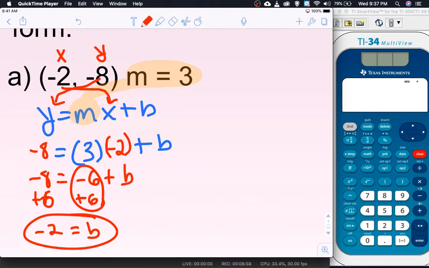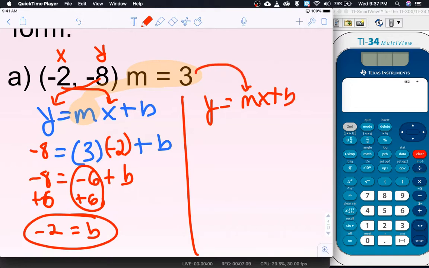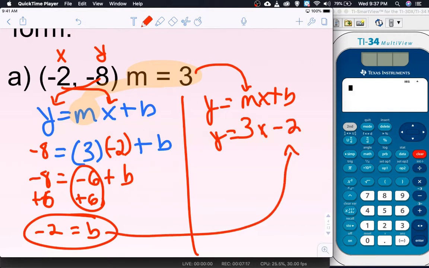So what do I know? Well, I now have all the pieces I need to write the equation of the line. Because the formula is y equals mx + b. I know my slope is 3. This is the second time I'm plugging it in. And I now know my y-intercept is -2. That is the equation of this line.